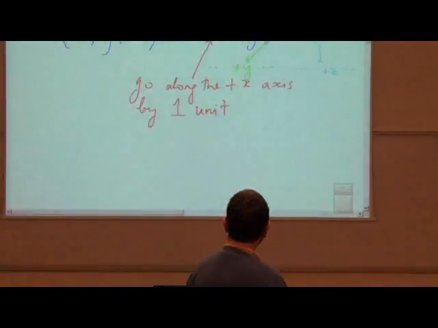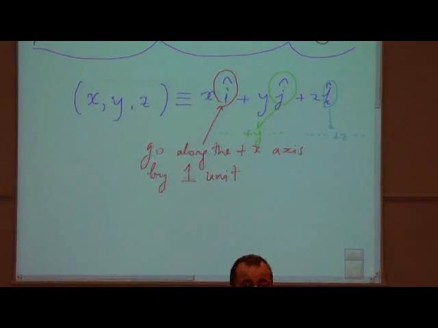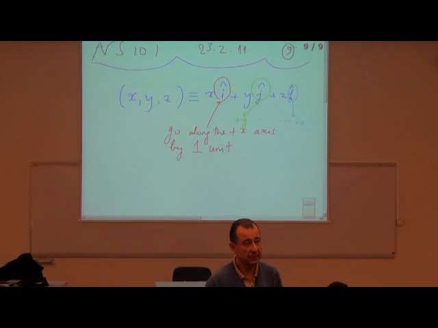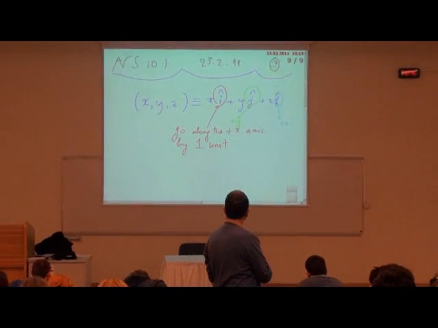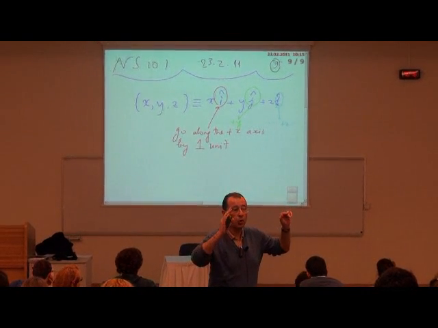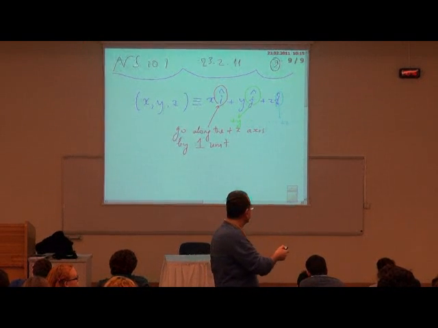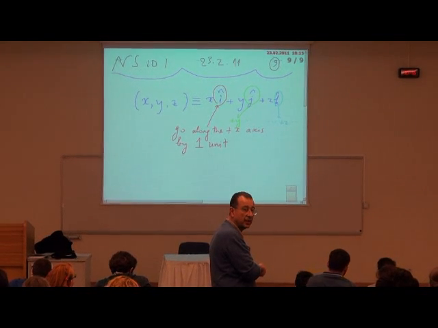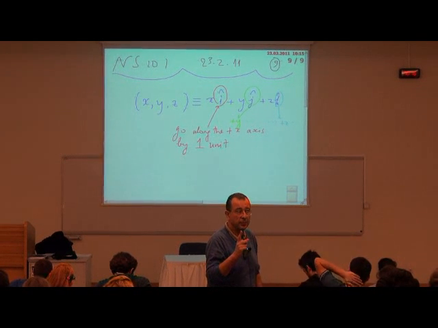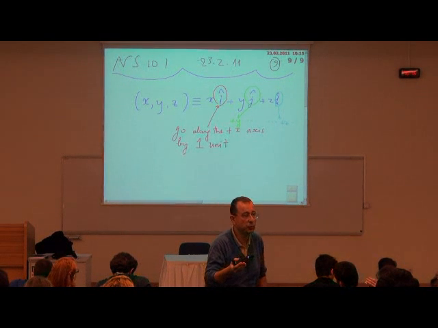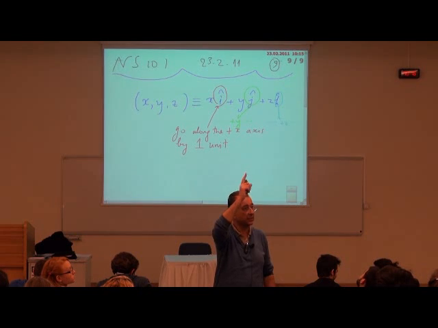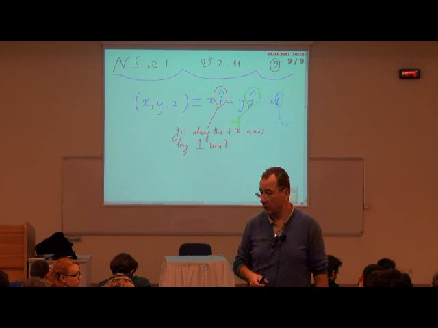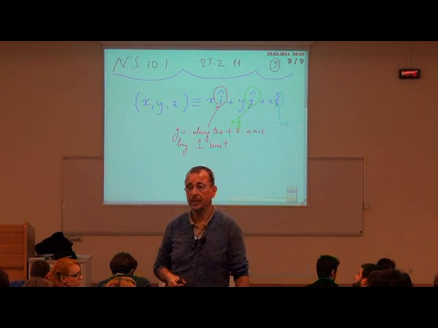I say, well, x, y, z means know your origin, start from the origin, go in the x direction, so the verbs go along the x direction I make into a mathematical definition, shorthand. I. Okay, I call it I. Going along the x direction. Just by one unit. So this is my definition of coordinates. If the coordinates are 3, 5, 7, I go along the x direction by 3 units. Okay. Then I go along the y direction by 5 units. And z direction by 7 units.